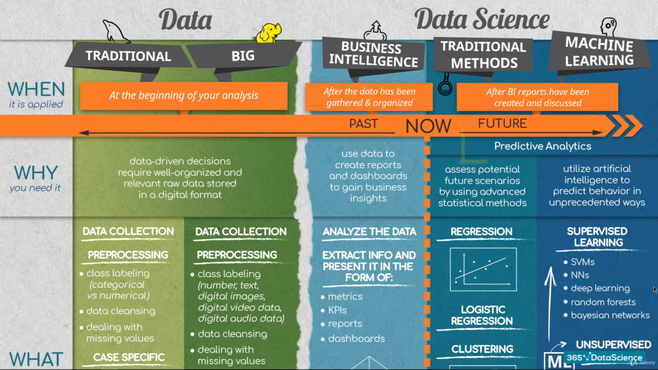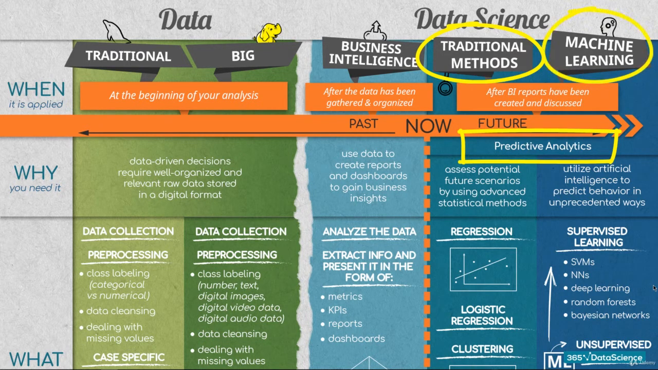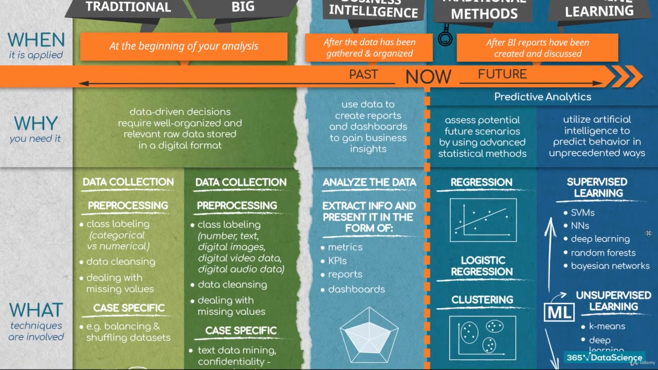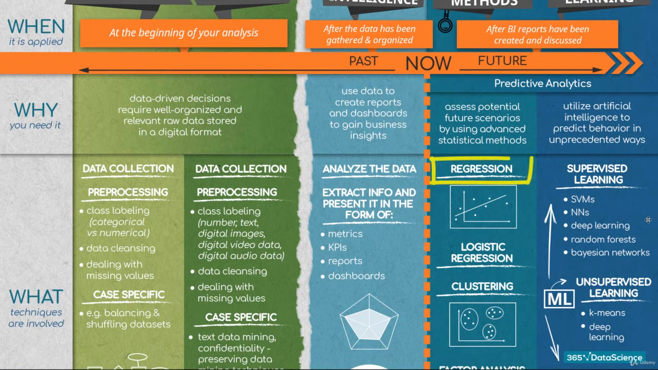More precisely, predictive analytics. Remember that we separate predictive analytics into two branches: traditional methods, which comprises classical statistical methods for forecasting, and machine learning. In this video, we will focus on the first type. Great! So, what are the techniques involved when applying traditional data science methods? Though there are many, a word we often come across is regression. But what do we mean by this?